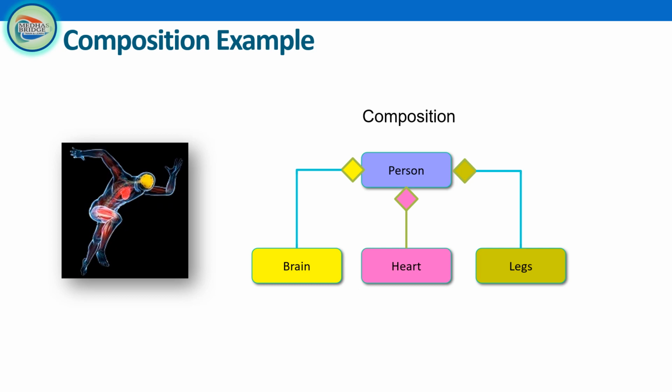Let's take a look at a composition example. We have entities here: person, brain, heart, and legs. Brain, heart, and legs are the children. The association with a person is a part-of relationship. It is a strong relationship. Children won't exist if you delete the parent. So it's a strong association between parent and child.